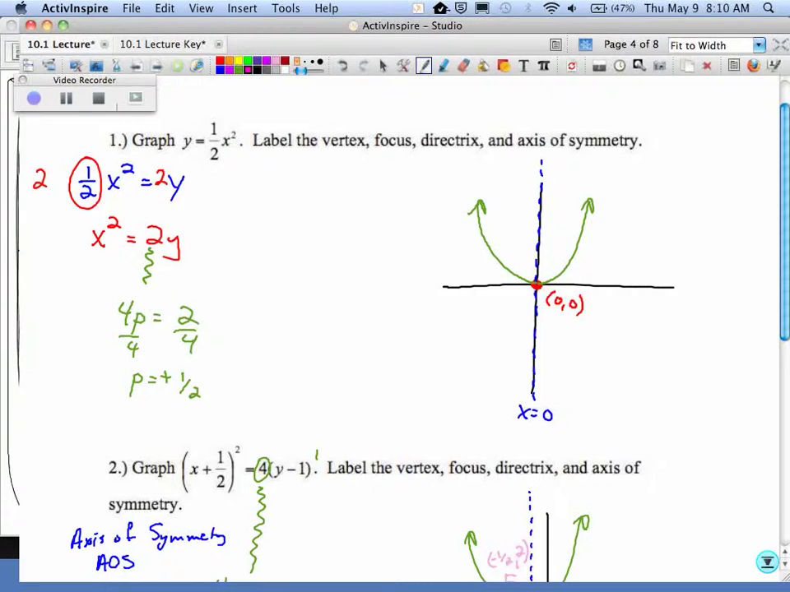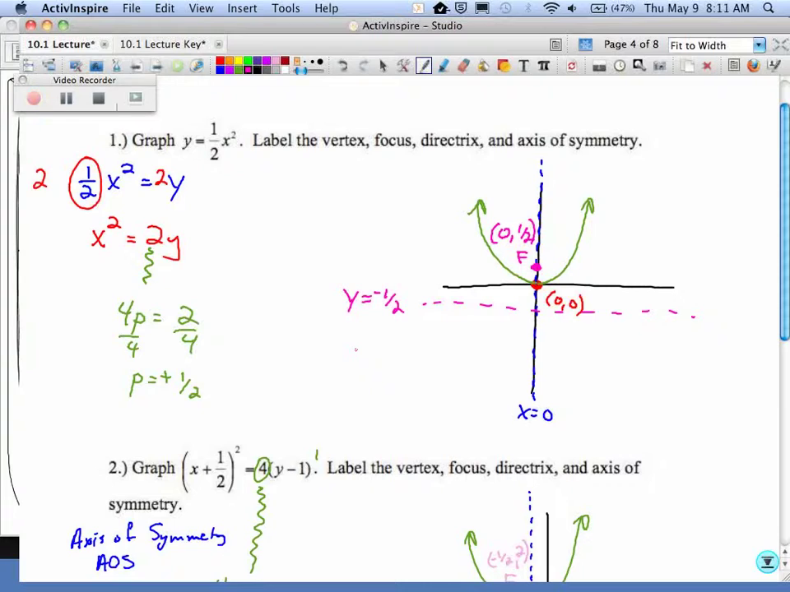I will move up 1/2 to my focus. So that p-value tells you how far to move away from your vertex. So we're going to move 1/2. So that's going up. So I add that to the y value. And then we also go down the same amount. So negative 1/2 is the directrix.